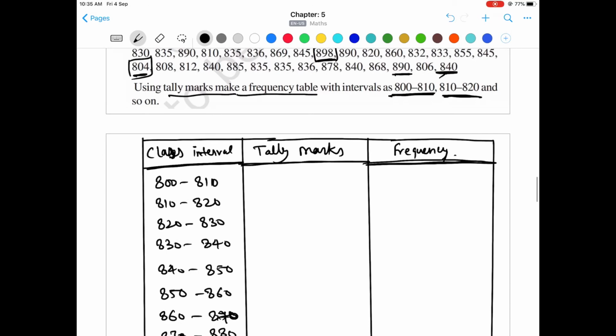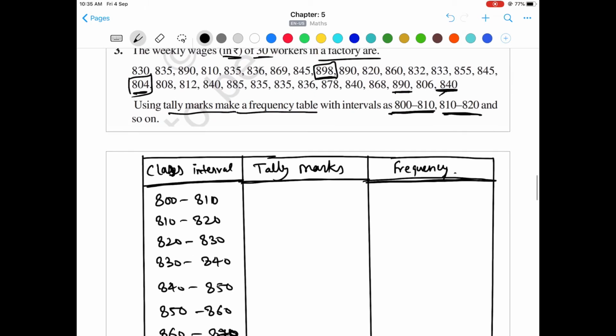So let's count the number of people getting the wage in these intervals. So first is from 800 to 810. So remember that, as I told in the previous class, the highest number will not be taken here. If we have any number which is 810, that will be counted in the next interval. Okay, so we have 810 here.